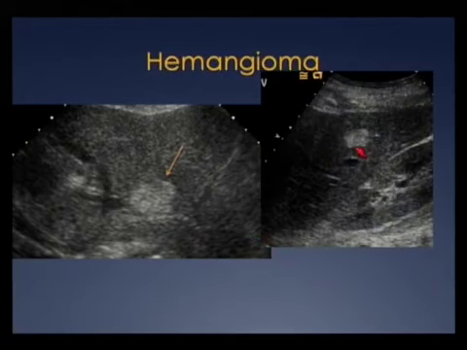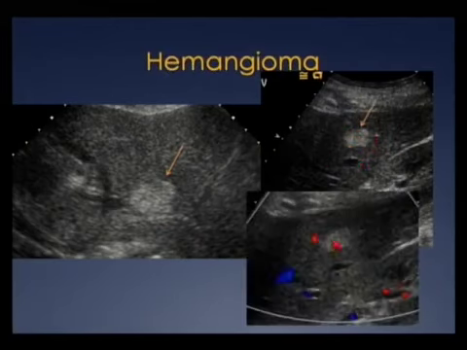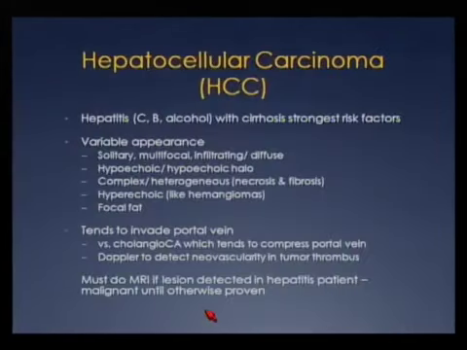Here's another example of a well-defined echogenic lesion within the liver, homogeneous, and no increased blood flow. We call this hemangioma and move on to the next case.